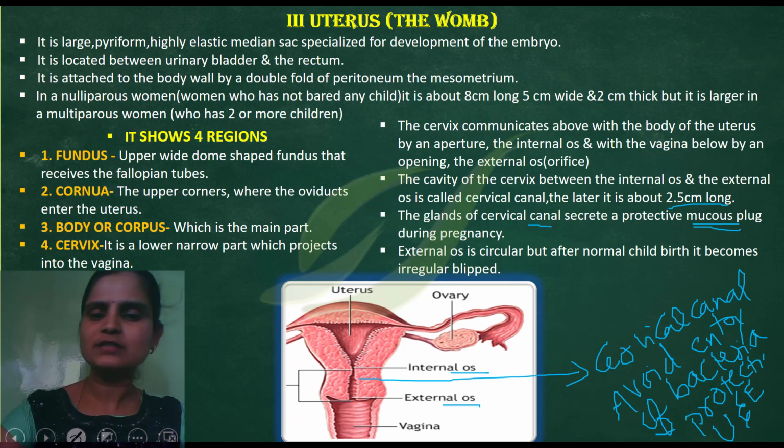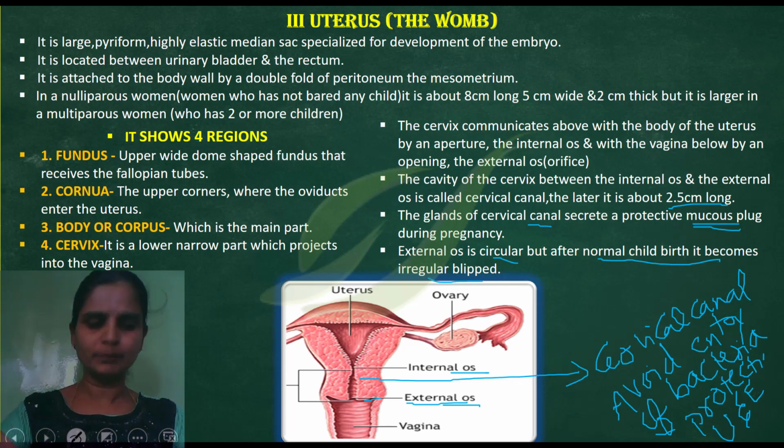The external orifice is circular initially. But after normal birth, it becomes irregularly lipped.